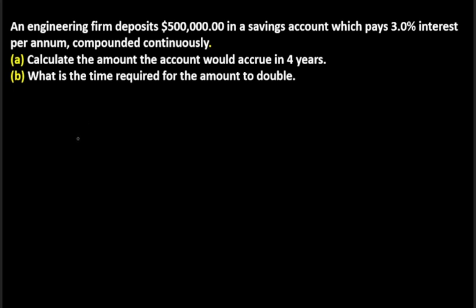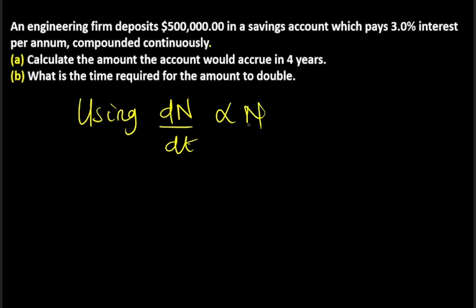We are going to start by designating N as our amount. Using the formula, dN over dt is proportional to N. Recall, we are using our N as our amount. Now, whenever you have a proportional sign, to remove that sign, you have to add equality and your constant K. So this is going to yield dN over dt equals KN. We'll be taking the integral of both sides.